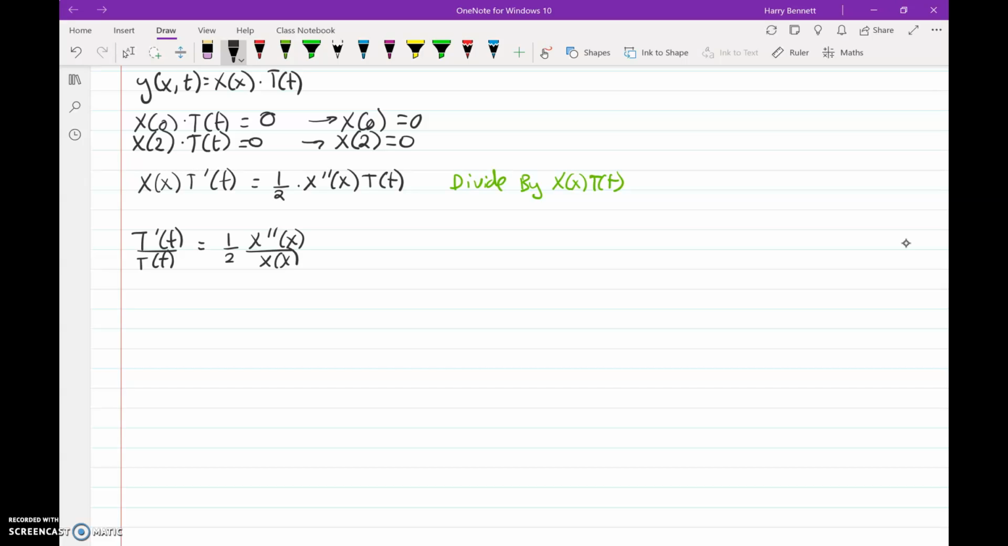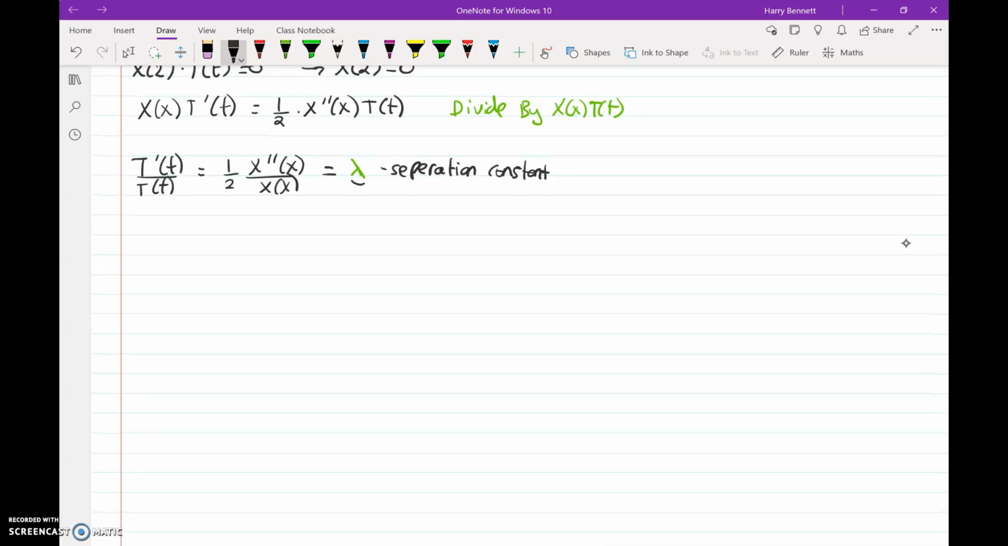And the only way that the left hand side is equal to the right hand side is if both sides are equal to a constant. And we're going to call that constant lambda. This has a special name because it comes up a lot in PDEs, and it's called the separation constant. This must be the case because the left hand side is solely dependent on t, and the right hand side is solely dependent on x, so there's no way that they can be equal unless there is no x or t in the equations, and hence the equations are constant.